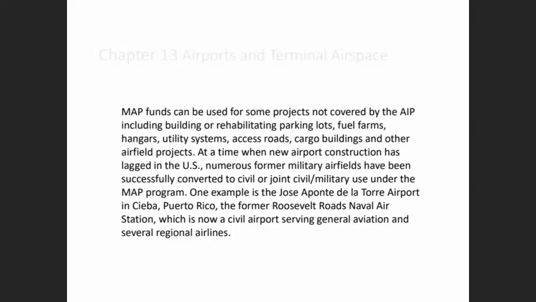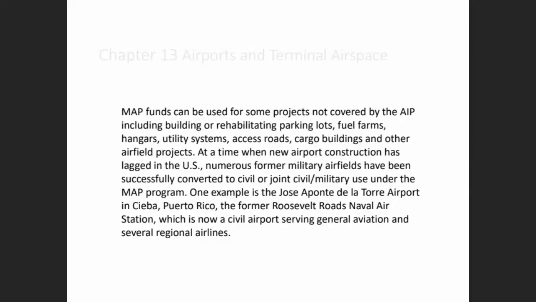Military Airport Program funds can be used for some projects not covered by AIP funding, including building rehabilitation, parking lots, fuel farms, hangars, utility systems, access roads, cargo buildings, and other airfield projects. At the same time, when new airport construction has lagged in the U.S., numerous former military airfields have been successfully converted to civil or joint military use under the MAP program.